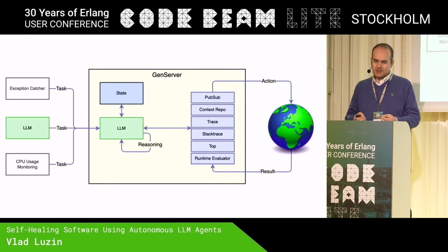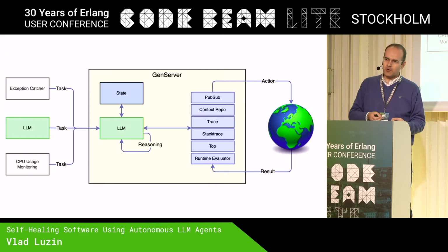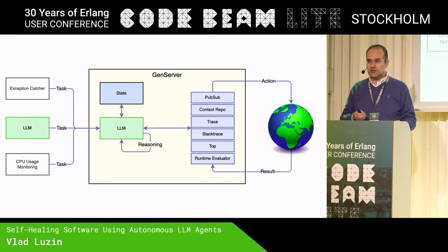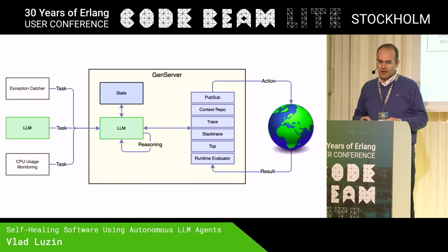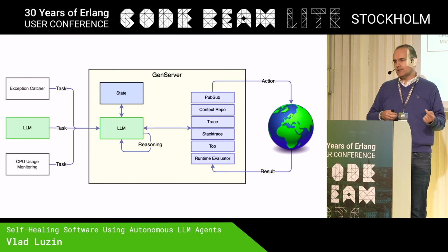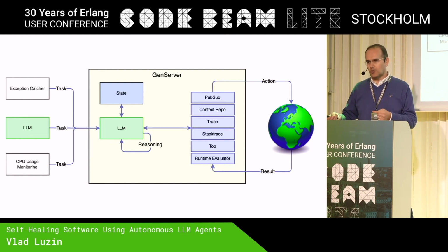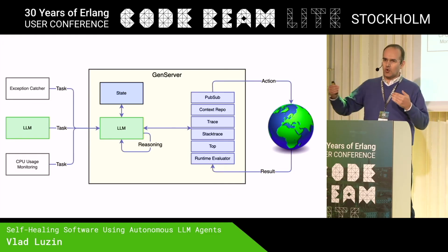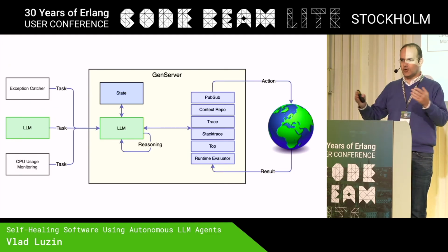But in our case, of course, the task is not coming from a human. The task is coming from an exception catcher module that catches all the exceptions and errors that are thrown by our application. CPU usage monitoring is a task that runs and monitors the CPU usage. And if some process takes 100% CPU, it pings the LLM and says, "Okay, look up what's going on." And of course, one LLM talks to another LLM, but there is no human in the loop.